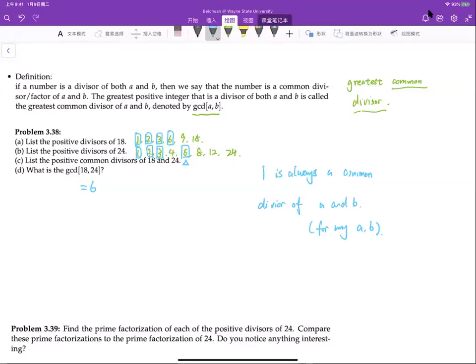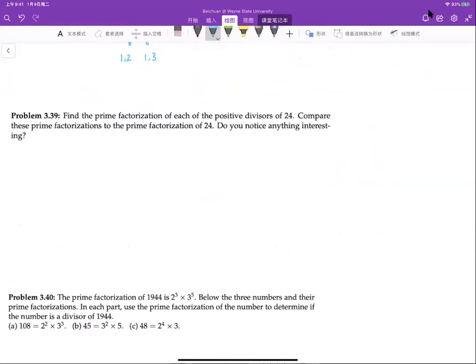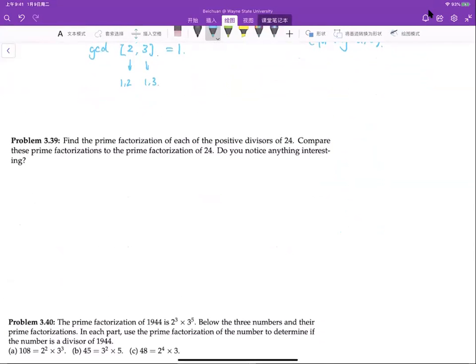For example, if you consider the GCD of 2 and 3, both of them are prime numbers. So you can see that it's 1, because only 1 is the common divisor of both of the two numbers. If you list the divisors of 2, they are 1 and 2. If you list the divisors of 3, they are 1 and 3. So you see 1 is the only common divisor. All right, later we will generalize this conclusion.